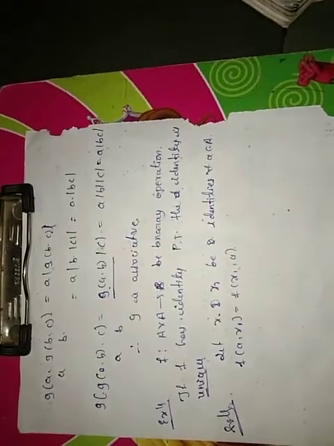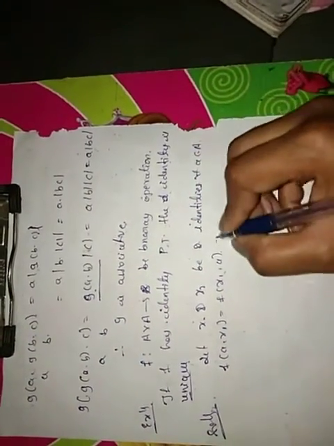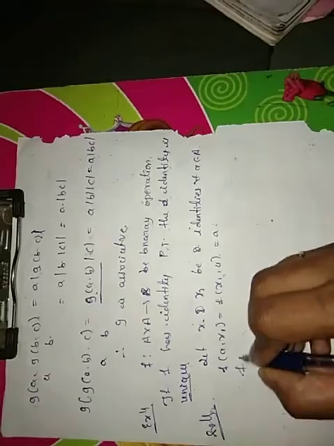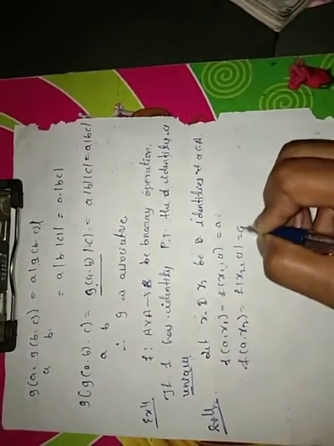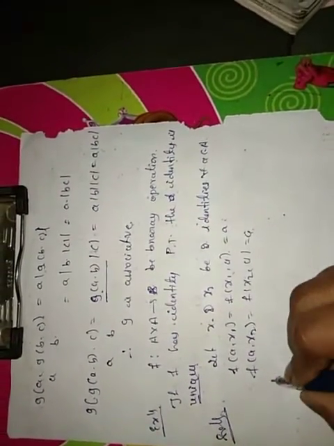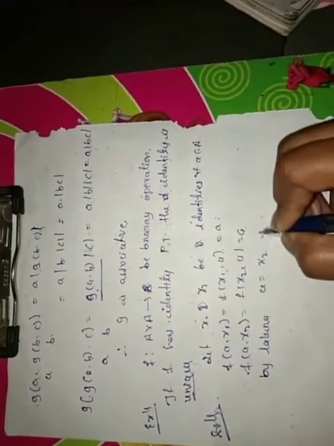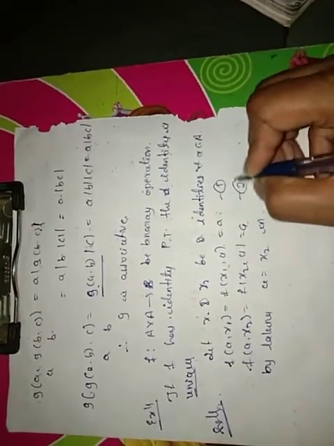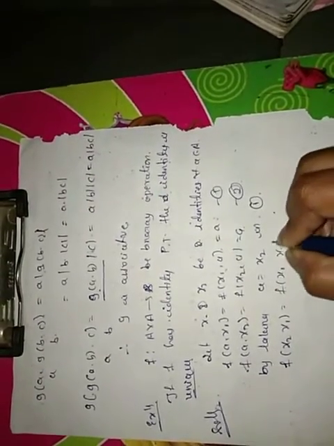Let x1 and x2 be the two identities. Then for all a belonging to A, we can write f of a comma x1 equal to f of x1 comma a equal to a. Similarly, f of a comma x2 equal to f of x2 comma a equal to a. Call these equations 1 and 2. By taking a equal to x2 in 1, we get f of x2 comma x1 equal to f of x1 comma x2 equal to a.